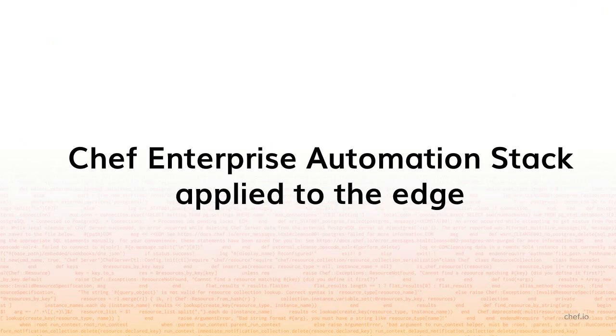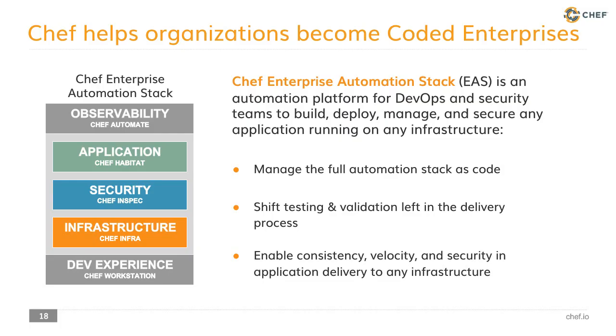Cool. So how do we address these problems? So Chef, we offer the Enterprise Automation Stack. It's a set of tools that solve these tasks, and I'll dig into a little more of how we apply that to the edge environment. The Enterprise Automation Stack provides really the set of tools that can automate your infrastructure, your compliance or security, and your applications. We wrap that with the dev experience and then some observability so you can report on those items.